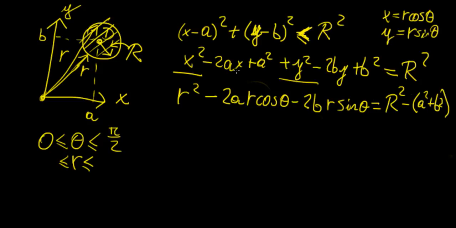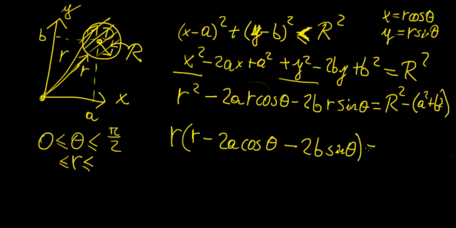So what do we have here now? Well, we have a really interesting thing, because we can factor r out. We're going to have the following expression: r squared minus r times (2a cos theta plus 2b sine theta) equals r squared minus a squared plus b squared. That's what we're going to have.